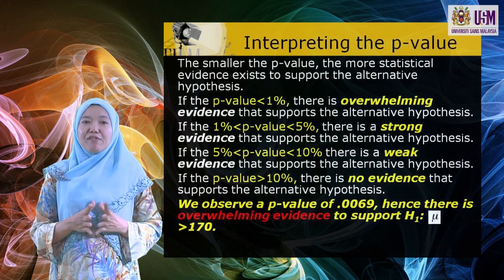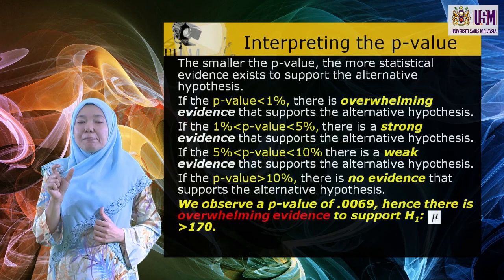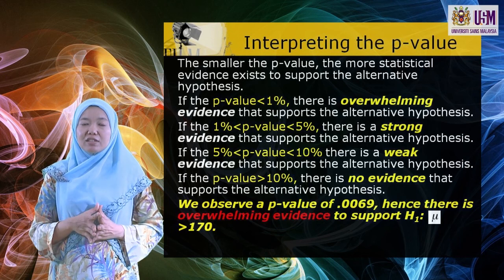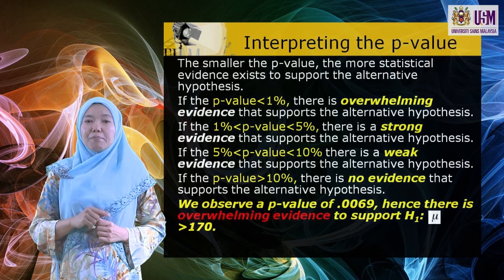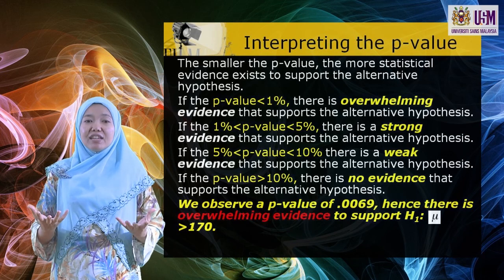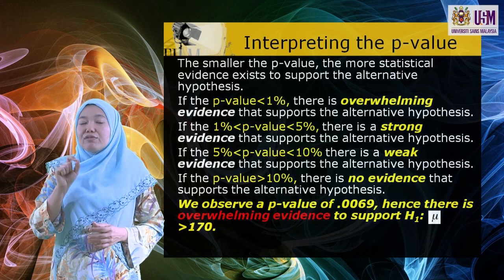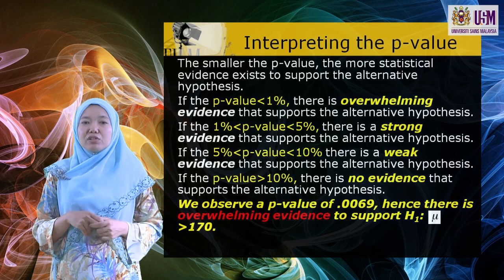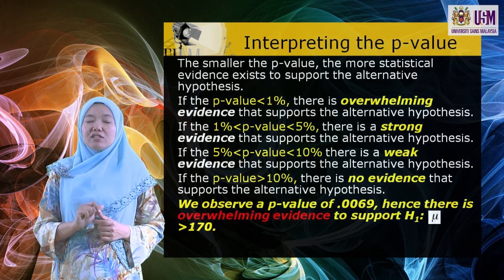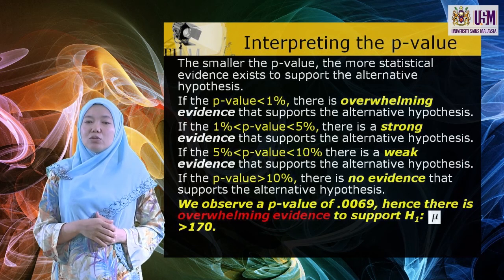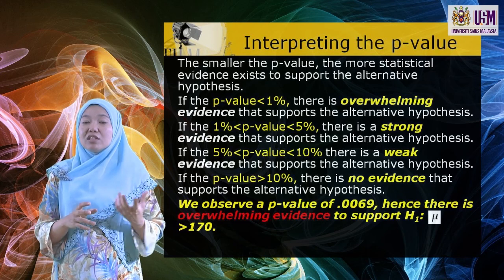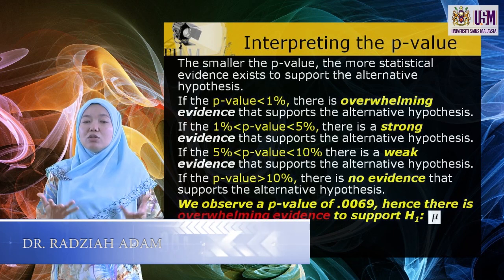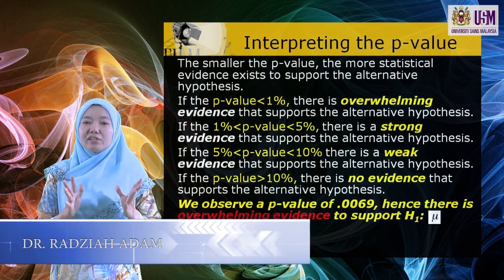How do we interpret the p-value actually? The idea is that the smaller the p-value, the smaller the probability, the more statistical evidence exists to support the alternative hypothesis. If the p-value is less than 1%, there is overwhelming evidence to support the alternative hypothesis. If your p-value is between 1% and 5%, where you use the 5% level of significance, there is strong evidence to support the alternative hypothesis. If you are between 5% and 10%, that means you are using the 10% level of significance, there is weak evidence that supports the alternative hypothesis. If the p-value is greater than 10%, there is no evidence that supports the alternative hypothesis.